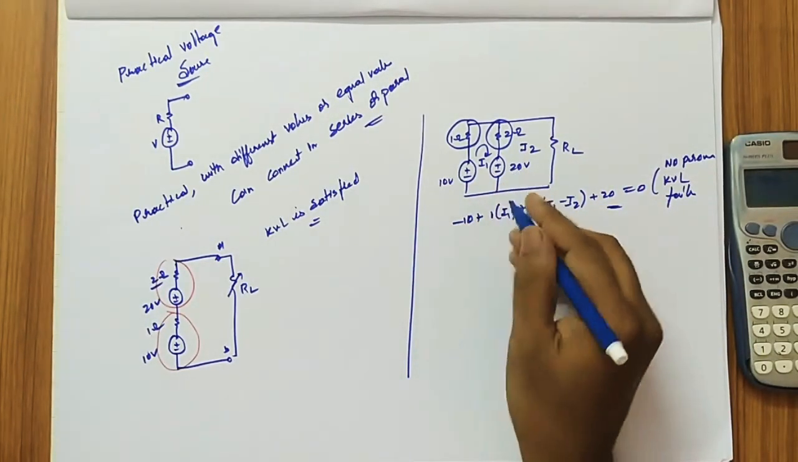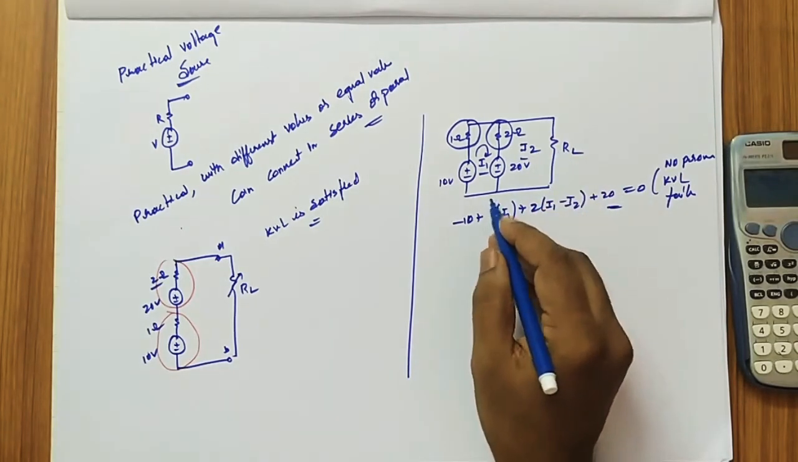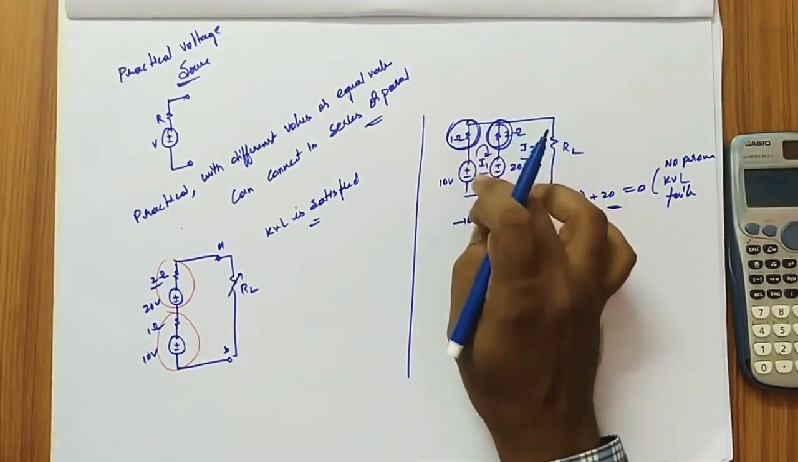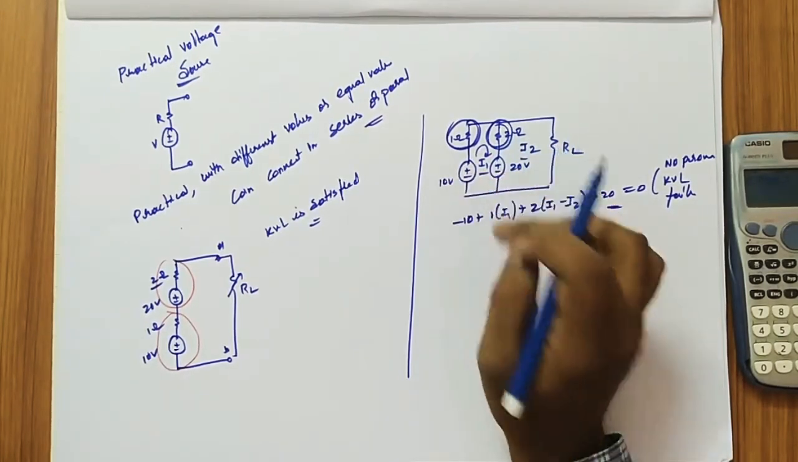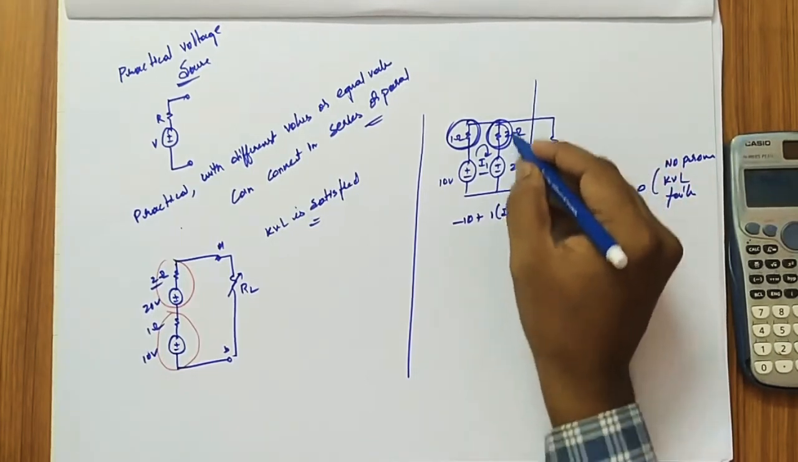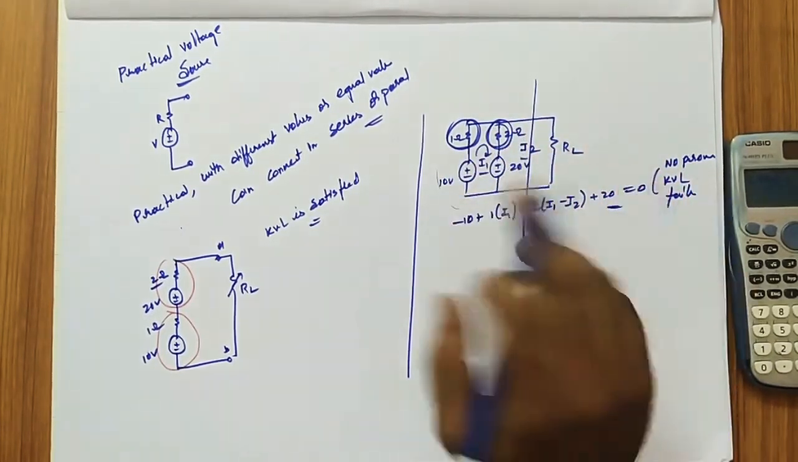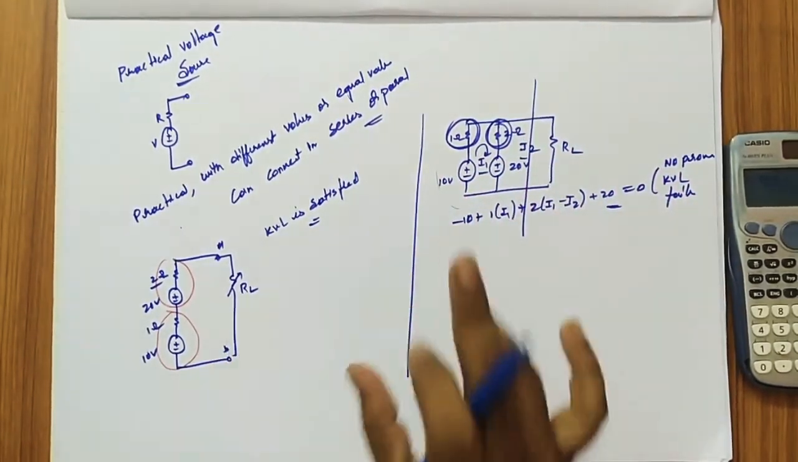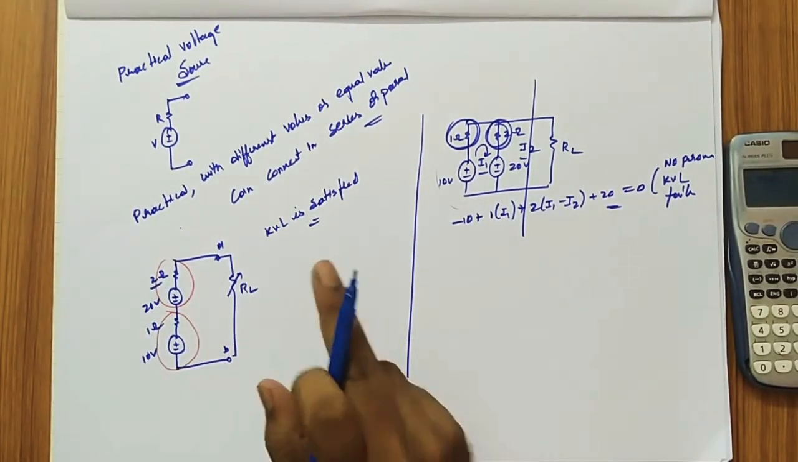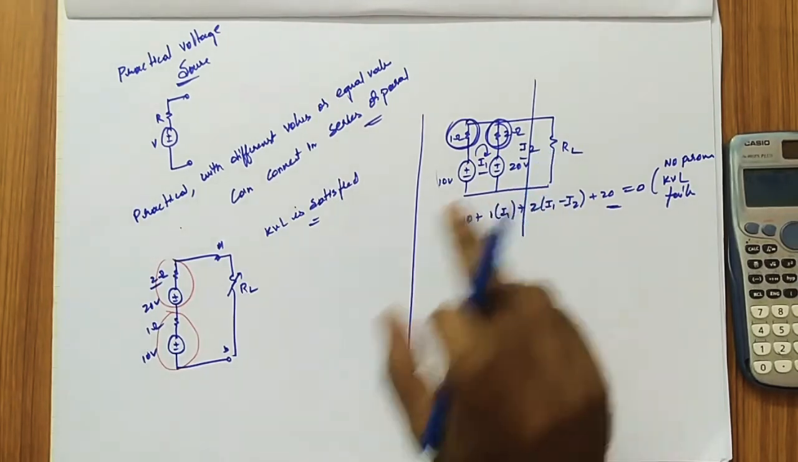If you find the values I1, I2, and the drops across these two resistances, they will share the voltages. The sharing is taking place. That's why a practical voltage source can be connected in series or in parallel. This is a very important point you need to know. Practical voltage sources can be connected in series and in parallel with different values.